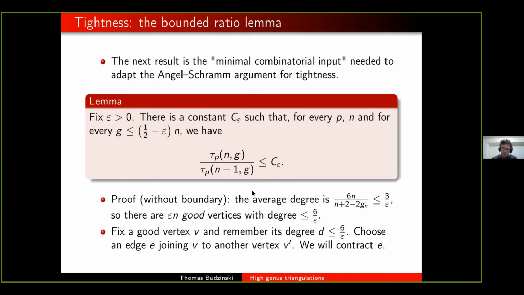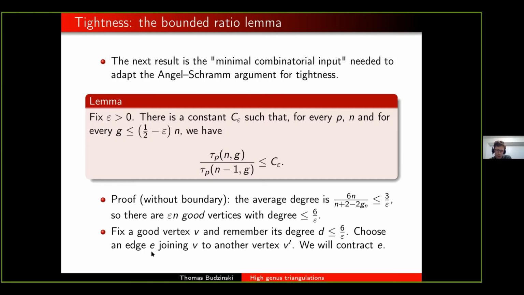So the idea is the following. First, if the ratio between the genus and the size is bounded away from a half, we've seen that the average degree is reasonable. The average degree is also bounded, which means that most of the vertices will have a reasonable degree. Now, let's imagine that we have found a good vertex V, so a vertex V with a reasonable degree, and we know its degree, which can only take finitely many values.